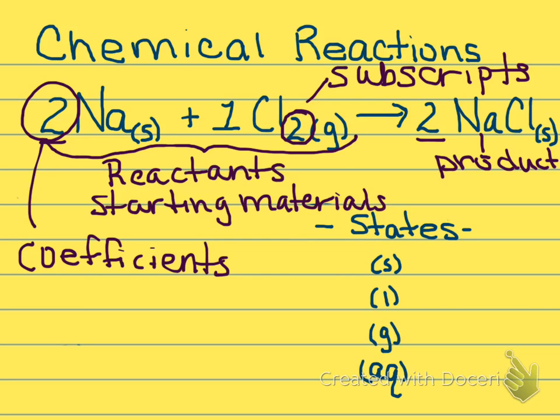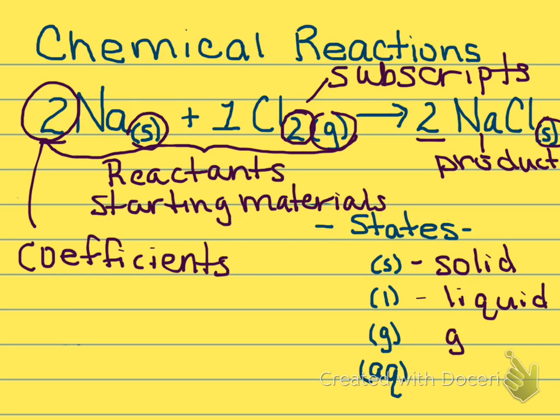In addition, you notice that there are some little parentheses and some letters following the elements or compounds in our equation. These refer to the states of matter, and three of them are pretty straightforward. We know some things are in the solid state, some things are in the liquid state, and some things are in the gaseous state. So we can abbreviate S for solid, L for liquid, G for gas.